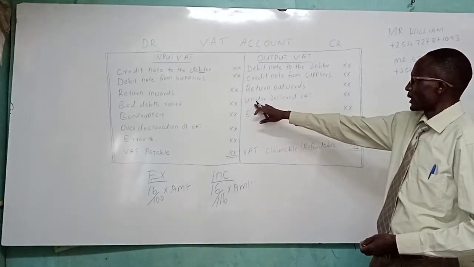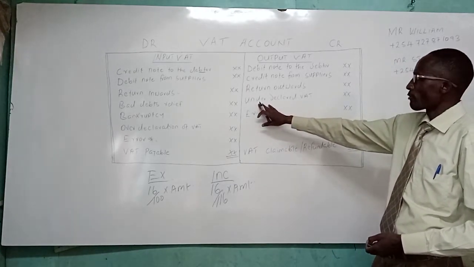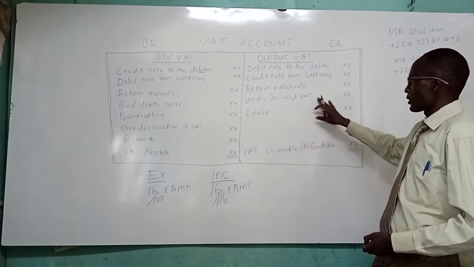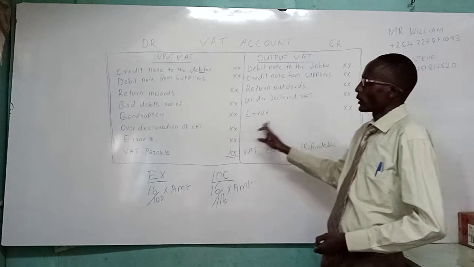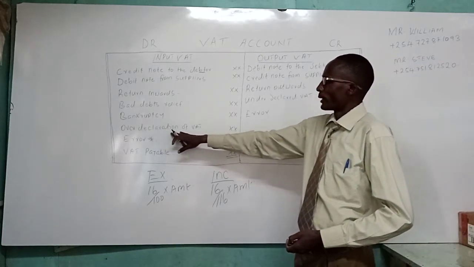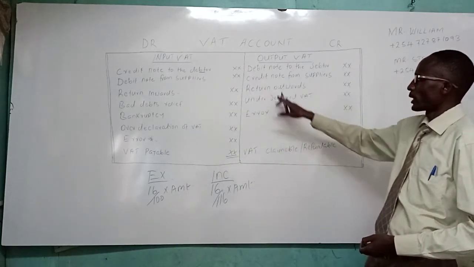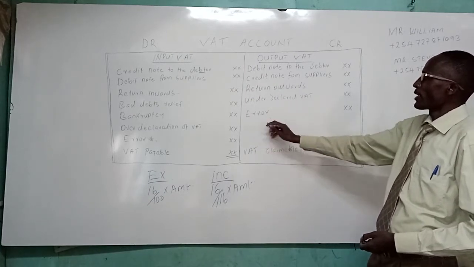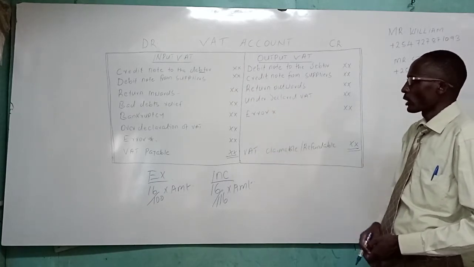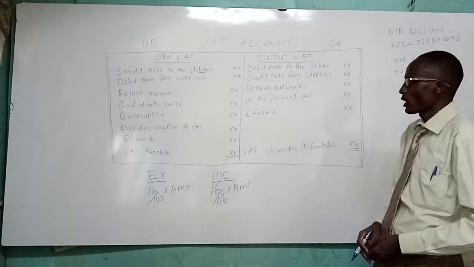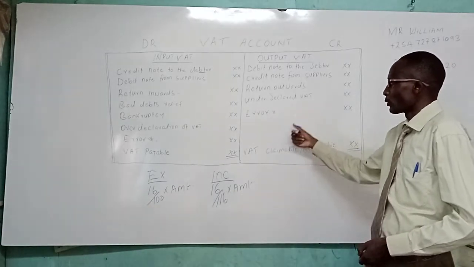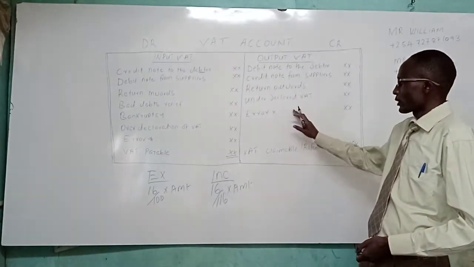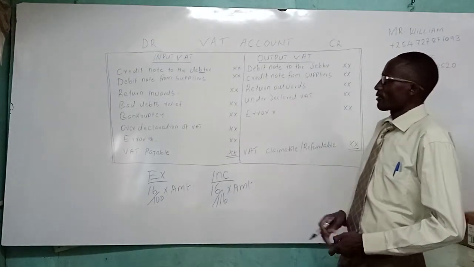Now we have the next item on the credit side of our VAT account, which is under declared VAT. You can see on the debit side we have over declared VAT. Here we have under declared VAT on the credit side. And then we have the errors here again. It depends on how the error is affecting the VAT account. Now there are those errors whereby you have them on the debit side and then there are others you have on the credit side.